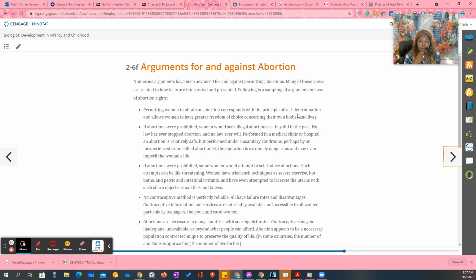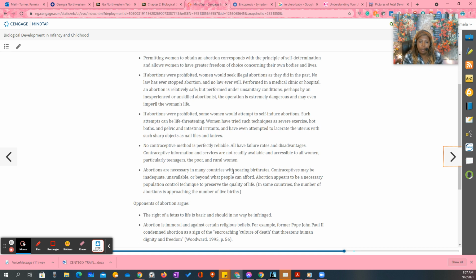Okay. If abortions were prohibited, some women would attempt to, again, self-induce abortion. We've heard those stories. No contraceptive method is perfectly reliable. I know, right? There's nothing that's 100% other than abstinence, which sounds great if you're 15 or 16, but what if you're married? So sometimes it is unplanned.